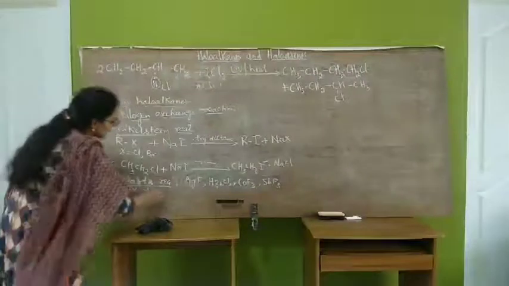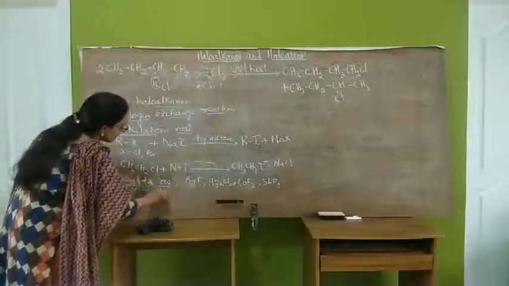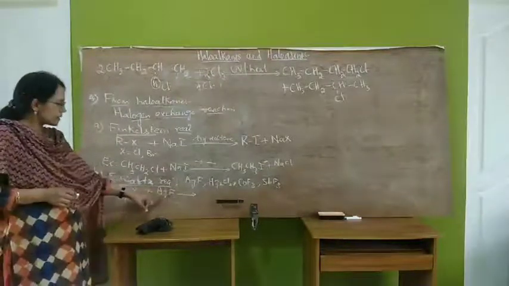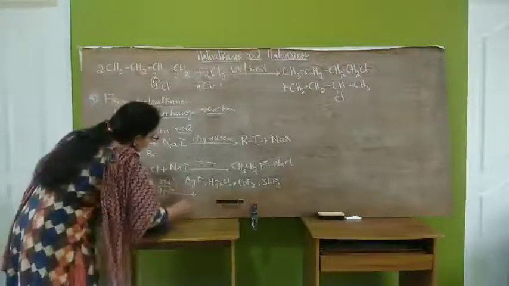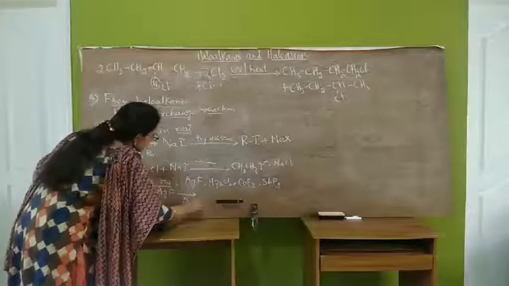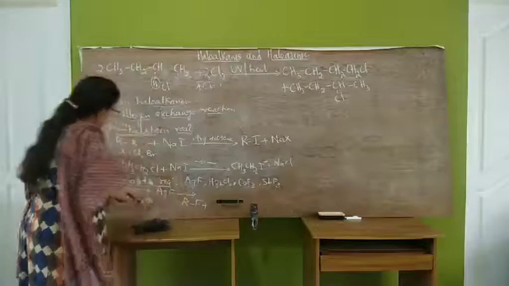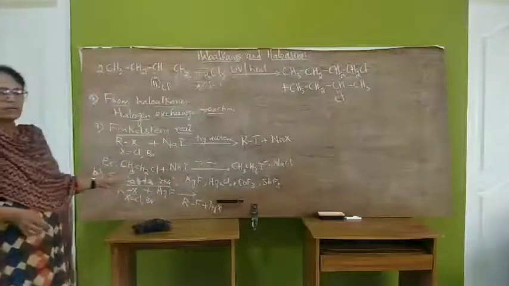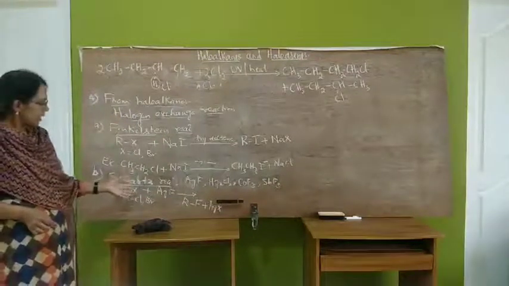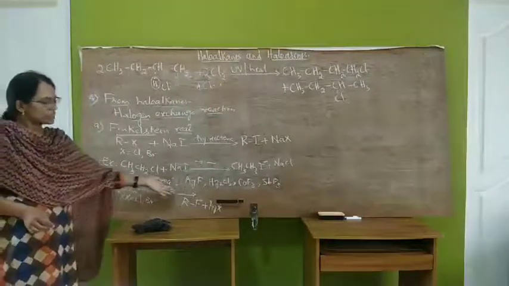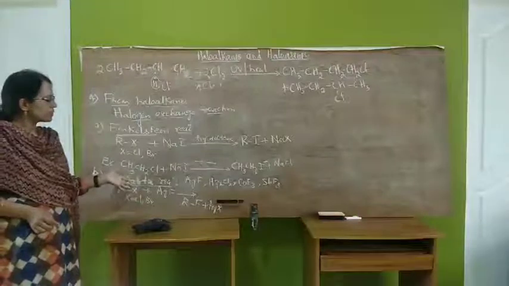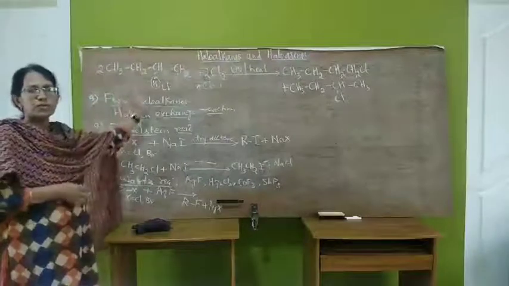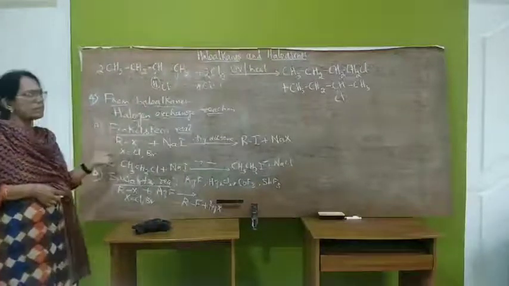So, alkyl halide reacts with metal fluorides like silver fluoride to form alkyl fluoride, R-F, plus AgX. Here you can write the example by taking ethyl chloride or ethyl bromide. That is, ethyl fluoride will be formed in this reaction. So these are different methods of preparation of haloalkanes.